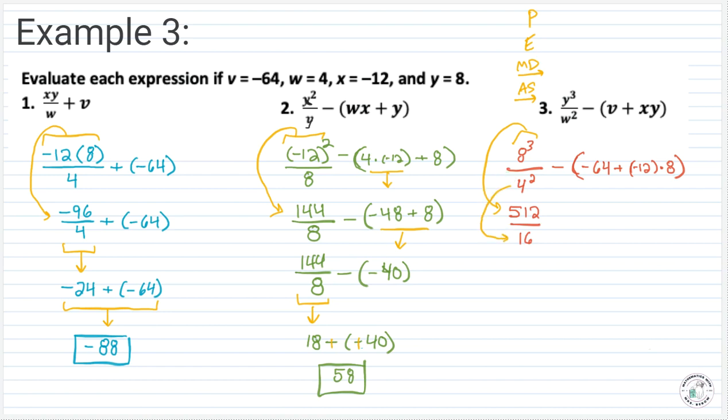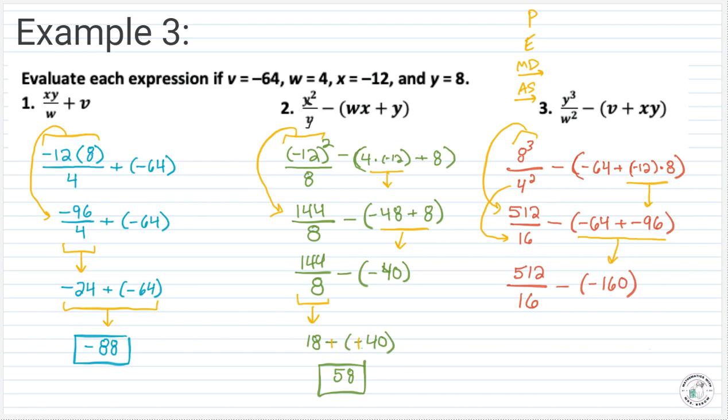Then inside the parentheses here, we have subtracting, and then we have negative 64 plus, we're going to go ahead and do that multiplying. So negative 12 times 8, which is negative 96. All right, so now we'll finish out what's inside the parentheses. We're going to do negative 64 plus negative 96. The nice thing is that they are the same sign, so you're just going to add like normal and keep the sign. So we're going to have 512 over 16 minus, and then in parentheses here, this is going to be negative 160. 512 divided by 16 is going to be our next step.